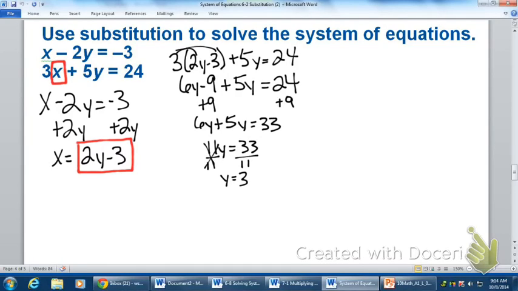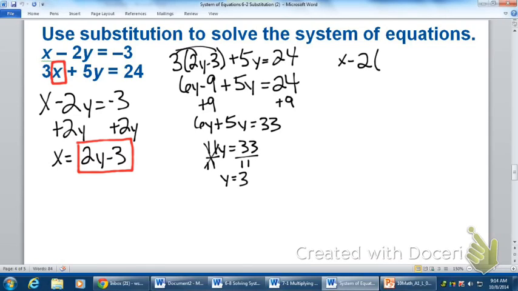Now that I have figured out my y value, I need to plug it into either one of my two equations up top. Plug in 3 for y to solve. We need to solve for x. Which one looks like it'd probably be the easiest one? The x minus 2y looks pretty simple to me because x is already there by itself. So let's use that one. You could use either one. Honestly, you'll get the same answer. Whichever one you feel is easiest, use that one. That's fine.